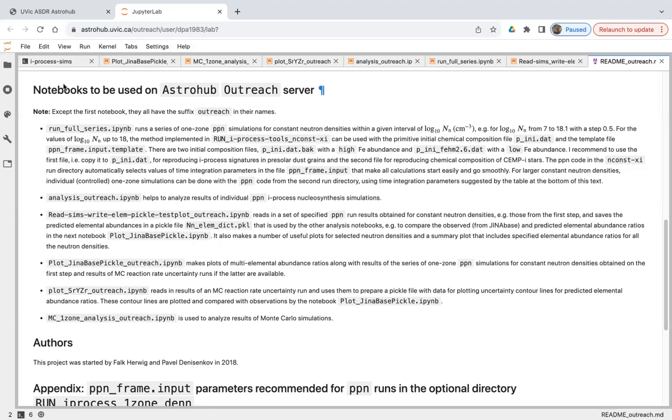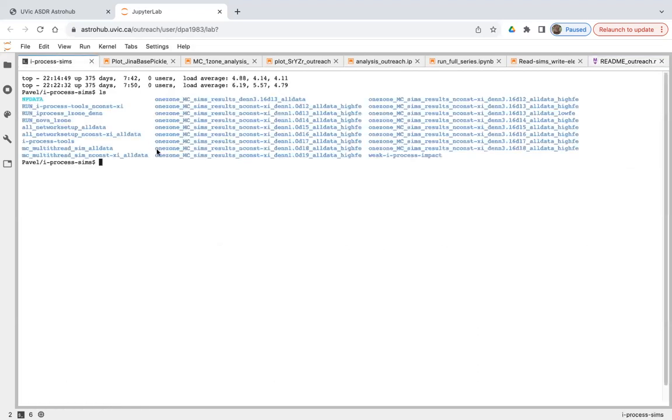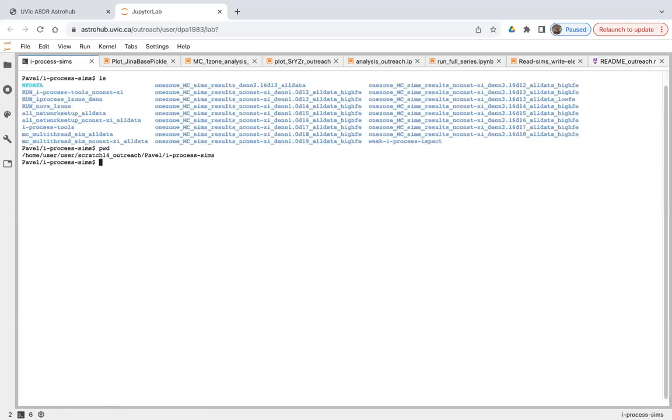Okay, so now let me go here. So this is my main run directory on the AstroHub Outreach web server with the name Pavel. And as you can see here, I have a bunch of directories with results of my Monte Carlo simulations. They are not relevant for our discussion today, most of them, except this one.